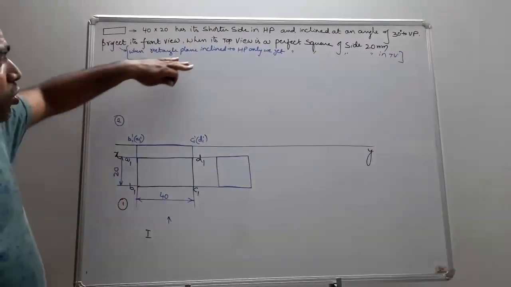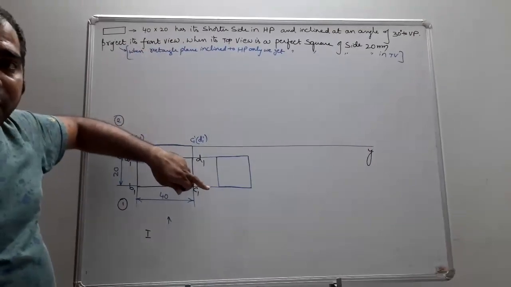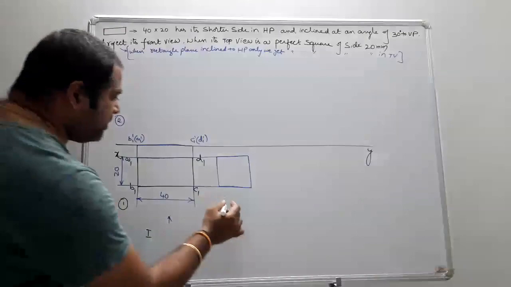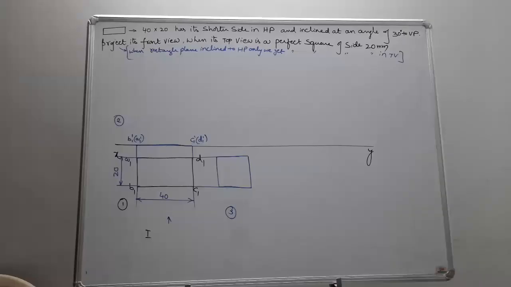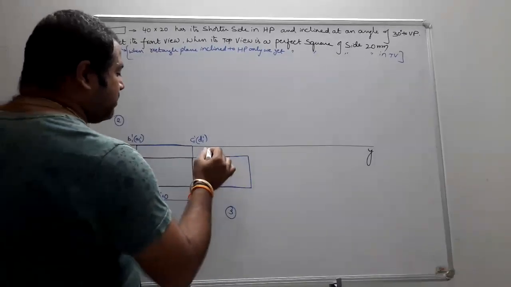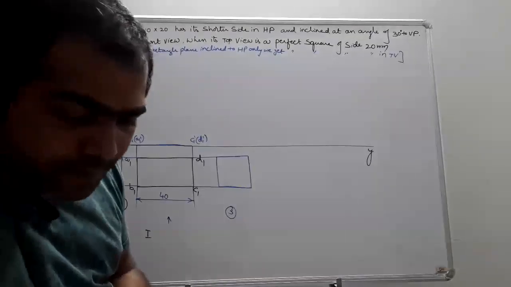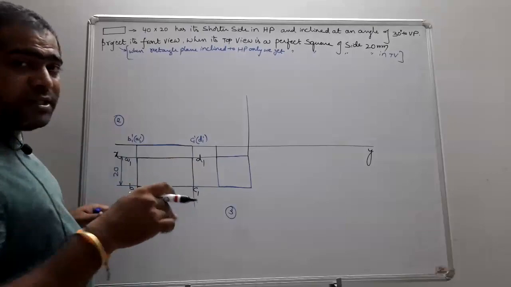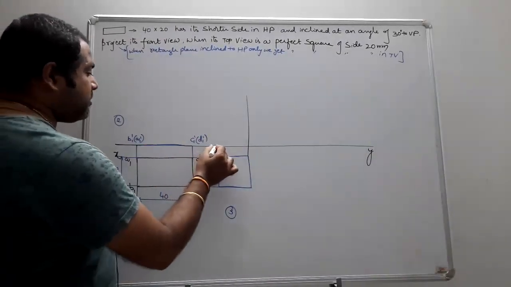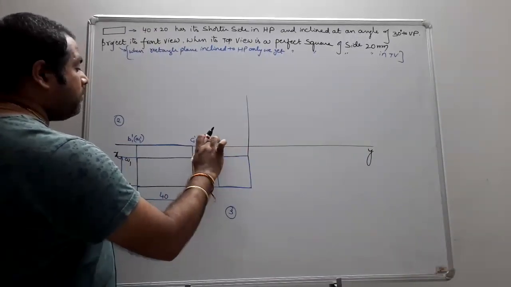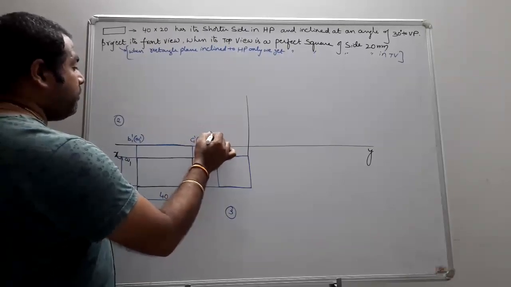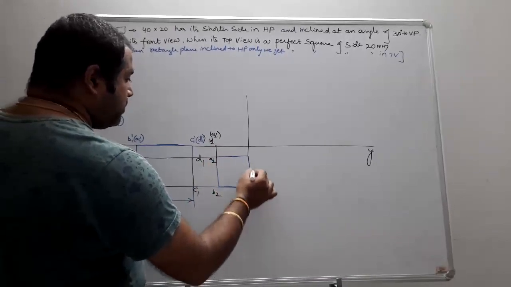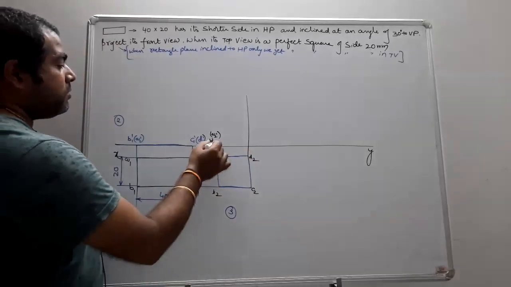In this kind of problem, we don't know the given inclination with HP, but I know the top view is a perfect square of side 20. So I consider this my third step. Okay, students. Now we draw the vertical projectors to obtain the front view. We know that one of the points is resting, that is, the shorter side is on HP. So one of the points is on XY, that becomes B2 of A2 dash. So this point becomes B2, A2, C2, D2.